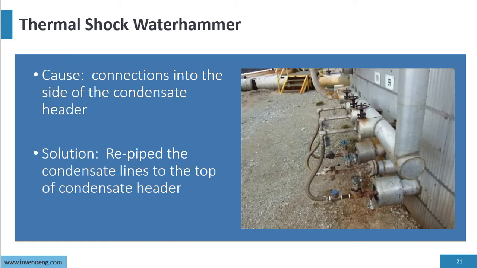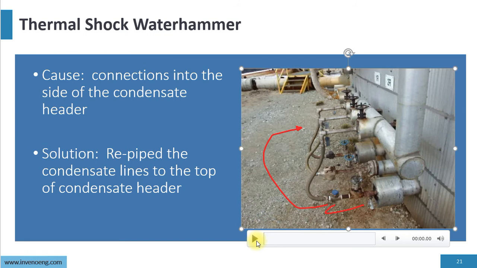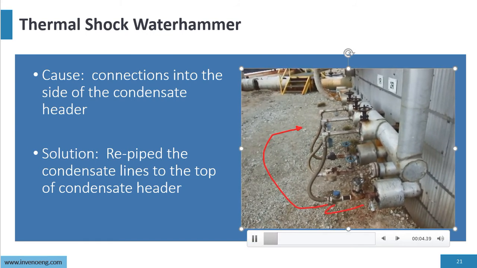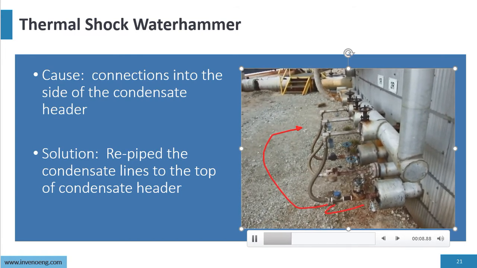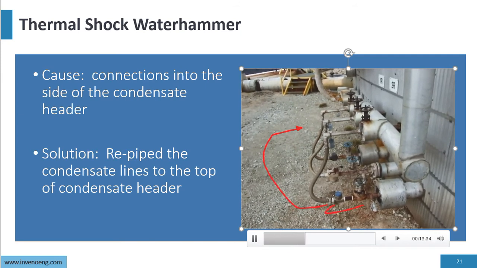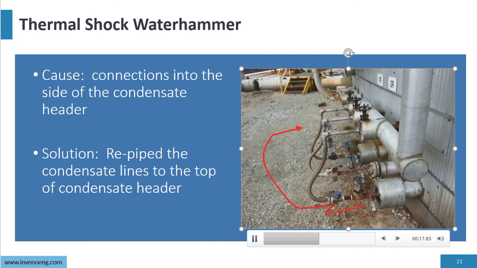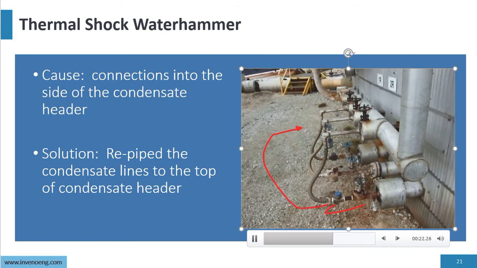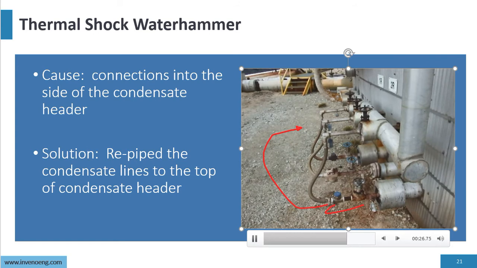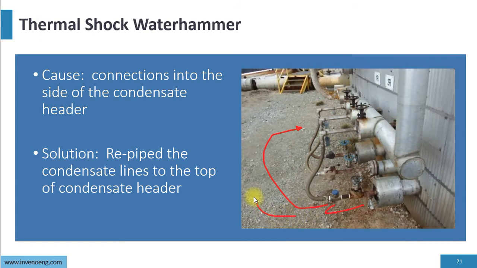Now, this is an example. We have Waterhammer coming off of a drain device, a steam trap here, coming up and connected into the side of the condensate header, which will result in Waterhammer. Now, the correction for this is pretty simple. It'd come off and come into the top of the header, and the Waterhammer will go away. Basically, the flash is dissipated, like I said before, on top of the water level, and thus no collapsing of that vapor will cause any problem.